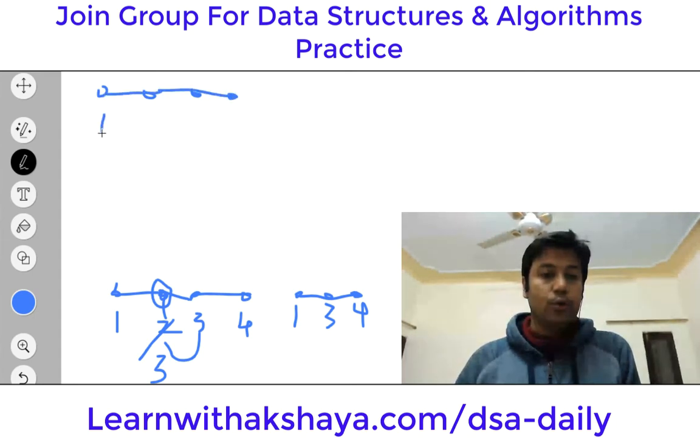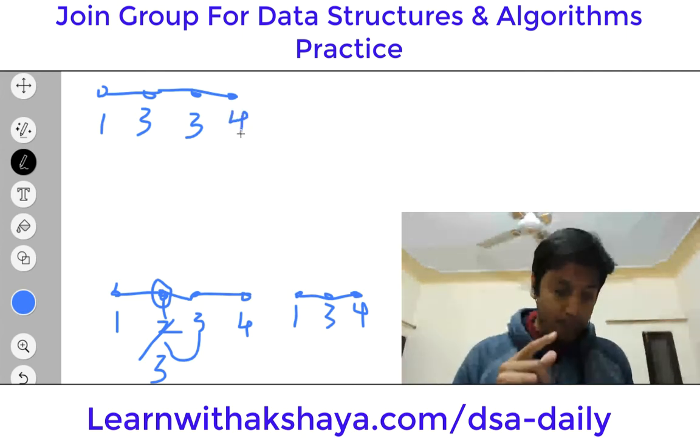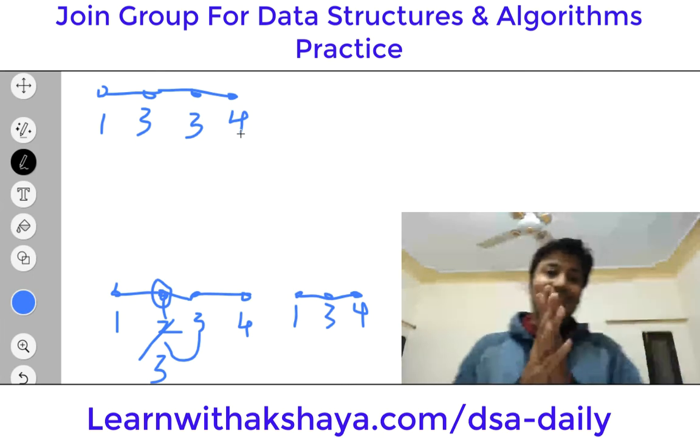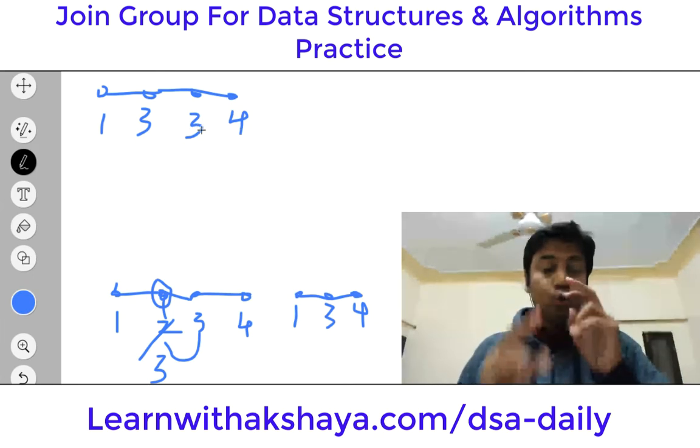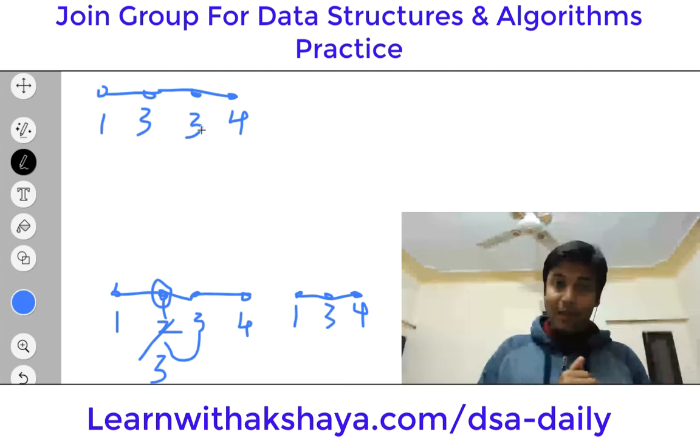So the first node will be 1, the second node will have the value 3, the third node will have the value 3, and the fourth node will have the value 3, right? So good that you have deleted the value 2, but the problem is the linked list has three values 3, though actually we were not supposed to have three 3 values, right?